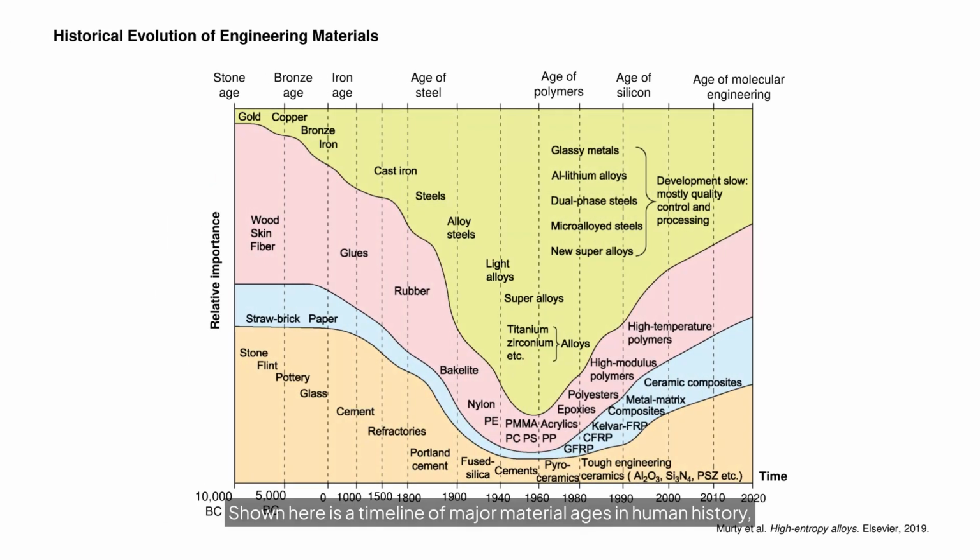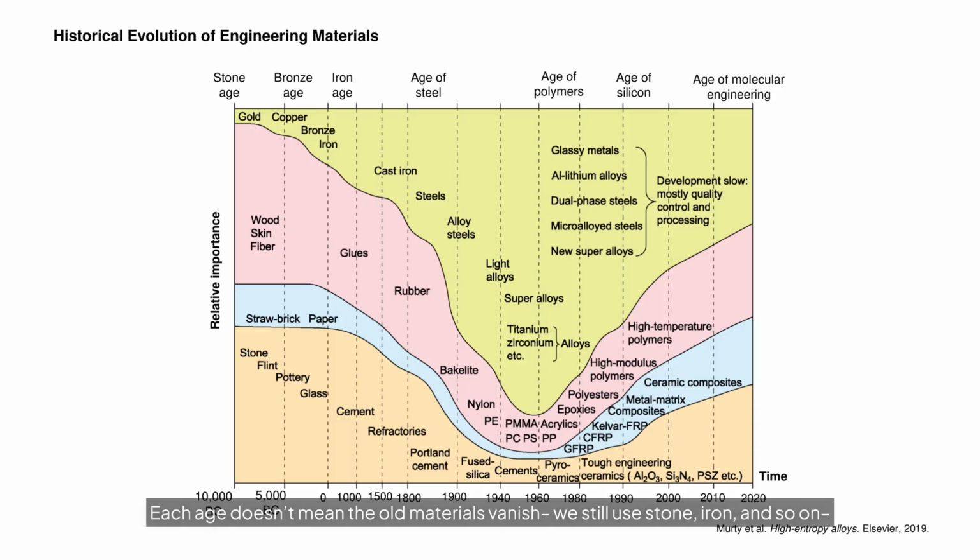Shown here is a timeline of major material ages in human history, highlighting how the dominance of certain materials has defined each era. The chart indicates relative importance on the vertical axis, suggesting how dominant each material family was at a given time. As time progresses with the horizontal axis, each new material innovation rises. The overall story is that human civilization has continually progressed by adopting new materials, from naturally occurring materials to metals, plastics, and molecular engineering in the contemporary era.